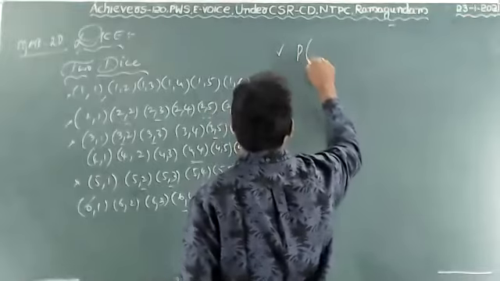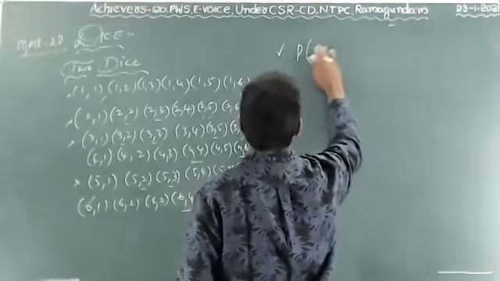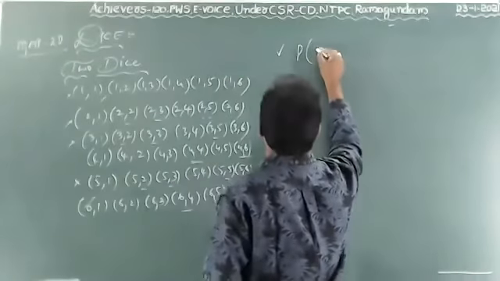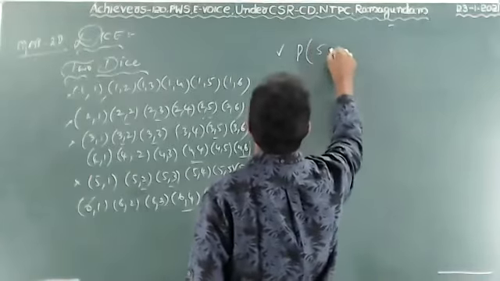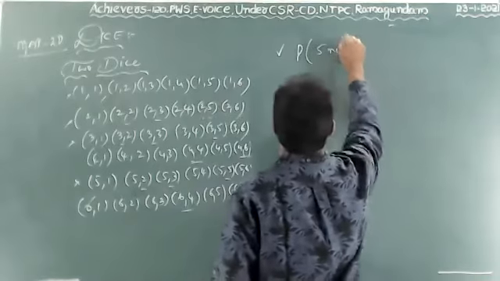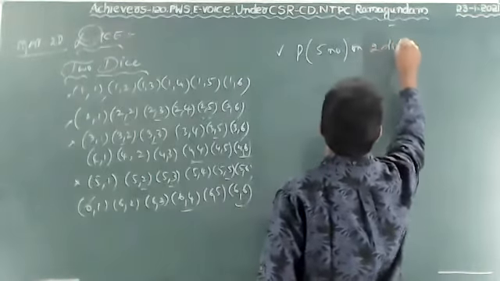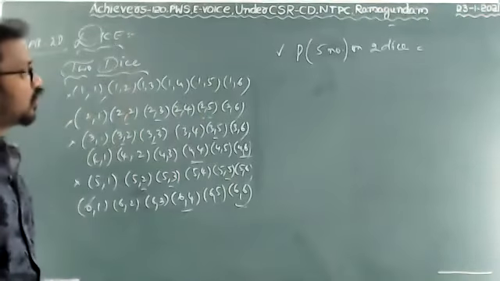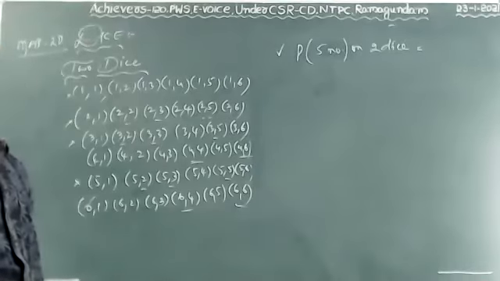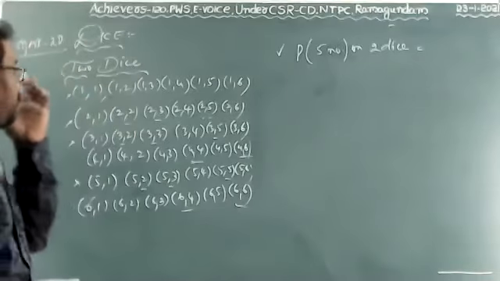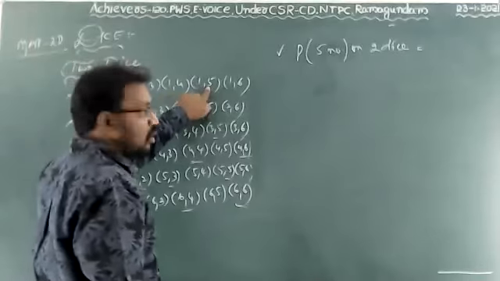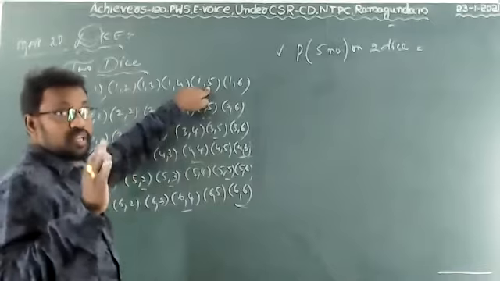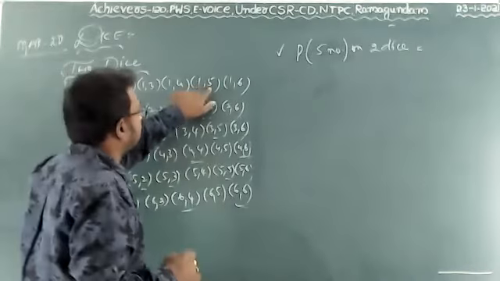What is the probability of getting a five number on two dice? Five number, it should be five. See, here it is. Five number on two dice, not the same number. Five number it should be. Yes, here it is the five.